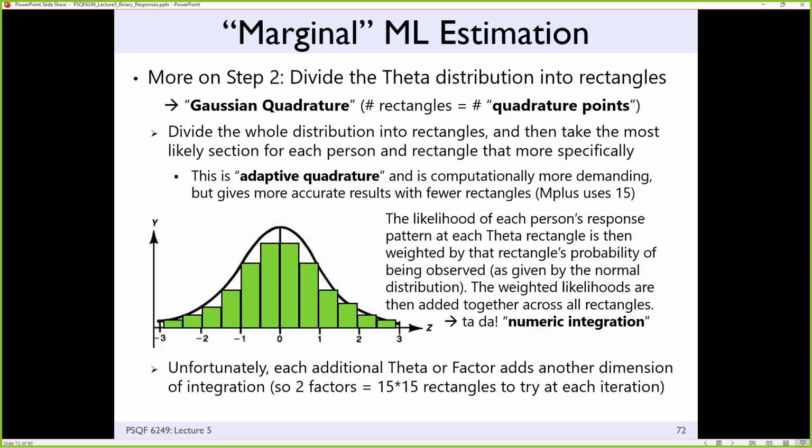M+, for instance, defaults to 15. Some IRT packages I've seen default to 30. So one of the reasons that you may get different answers across packages is how many quadrature points you're using.